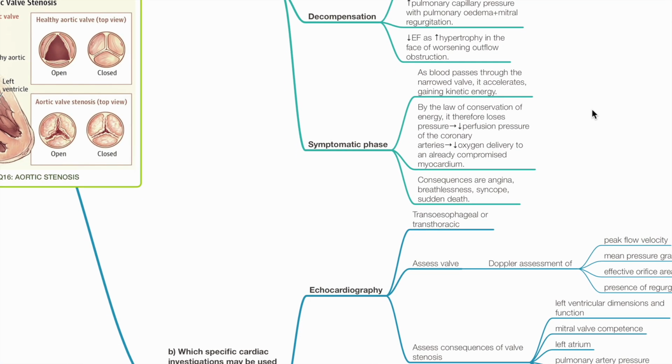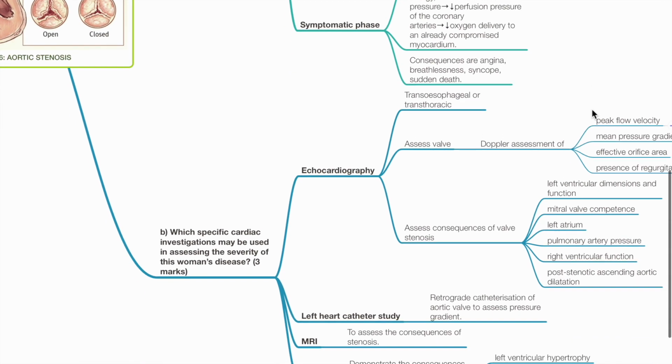During the symptomatic phase, as blood passes through the narrowed valve, it accelerates, gaining kinetic energy. By law of conservation of energy, it therefore loses pressure, leading to reduced perfusion pressure of coronary arteries and thus reduced oxygen delivery to the already compromised myocardium. Consequences include angina, breathlessness, syncope, and sudden death.